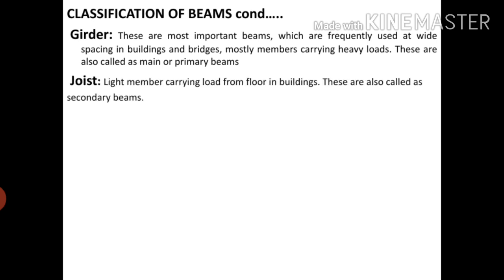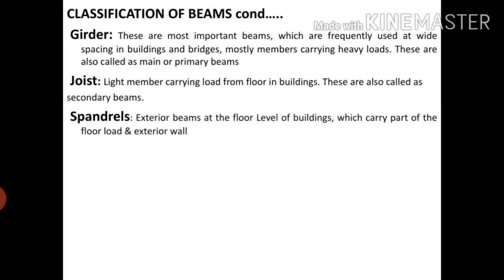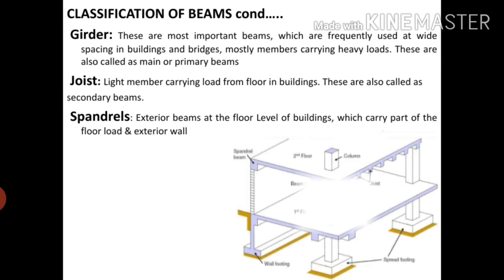And the joists: light members carrying a load from the floor in buildings. These are also called secondary beams. And spandrels: exterior beams at the floor level of buildings which carry a part of the floor load and exterior wall. So let us look at this figure.